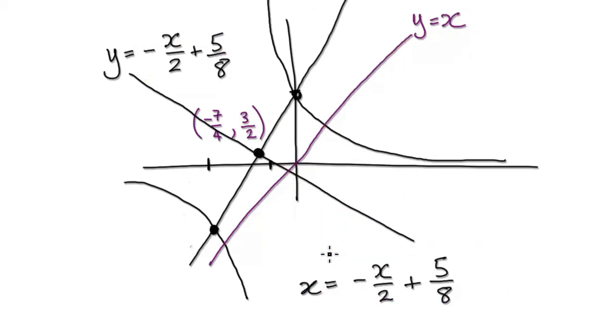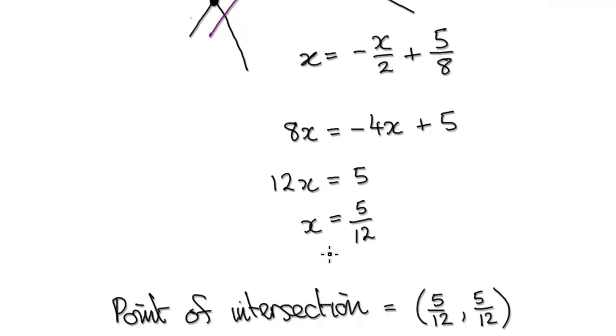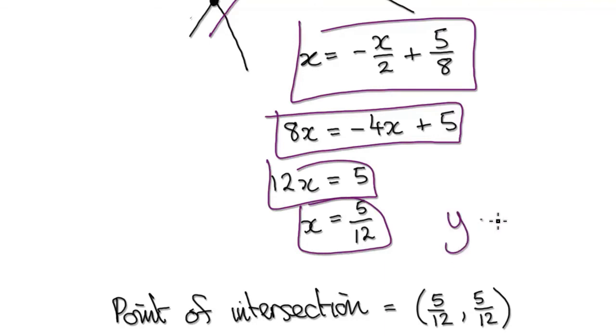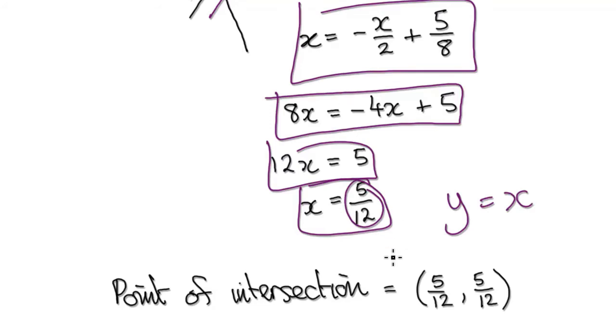So now times everything here by 8. That will then give us this, and then add 4, and then x must equal this. Remember, y equals x. So if the x value equals this, then the y value will also be the same. So the point of intersection will be given by 5 over 12, comma 5 over 12.